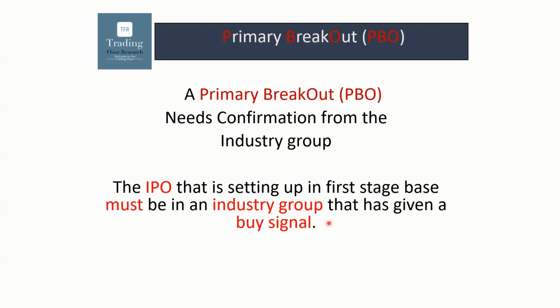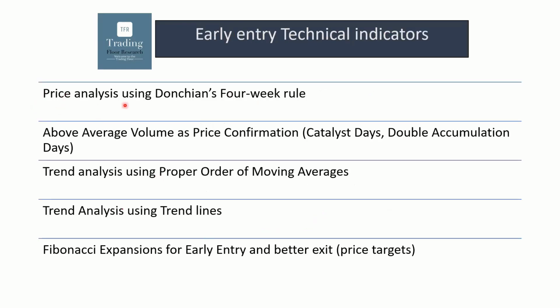The IPO that is setting up in the first stage base has to be in an industry group that's giving you a buy signal. And what do I mean by a buy signal? Well, Steve teed this one up pretty well for me here today, because I have 5 factors in what I call my early entry system. And the number 1 factor in my early entry system is Ganchian's four-week rule.